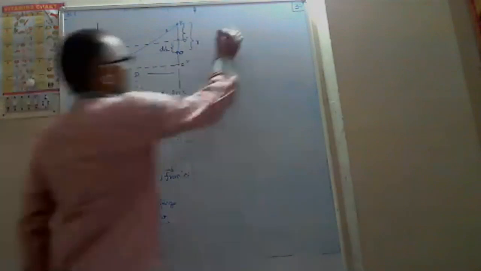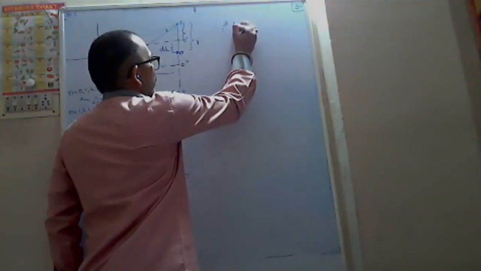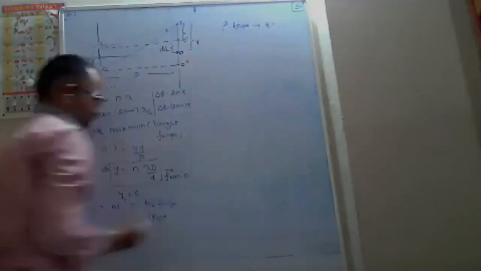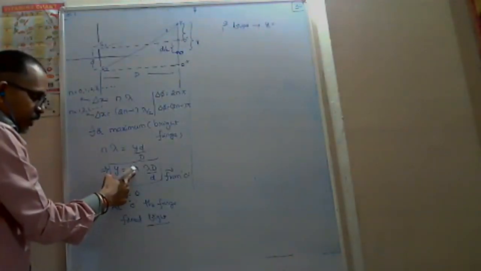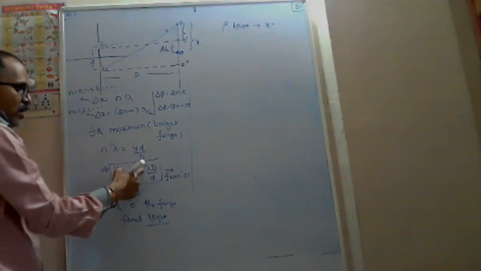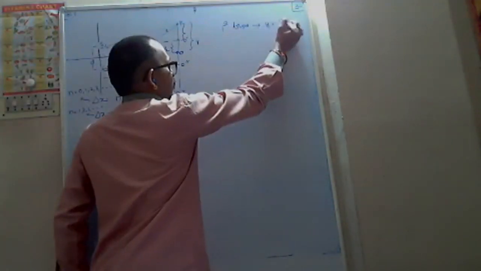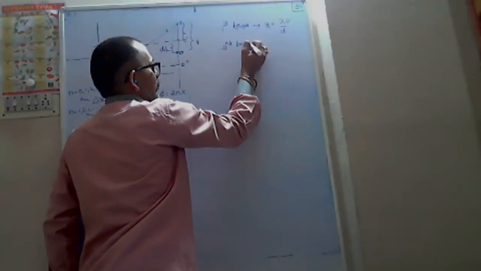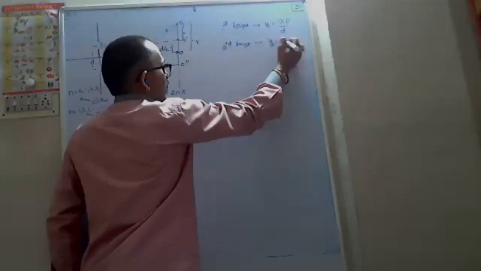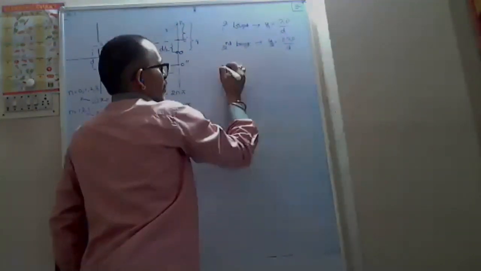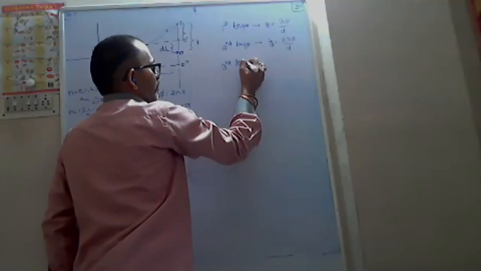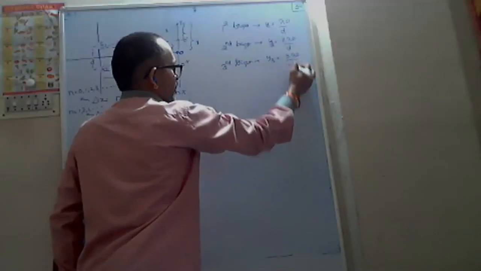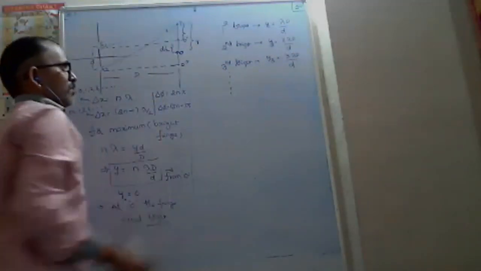If I ask the first bright is formed at a distance of y1, substitute n equals to 1: y1 is equal to lambda D by d. In the same way, second bright y2 is 2 lambda D by d. Third bright y3 is 3 lambda D by d. And so on. No need to write every one.